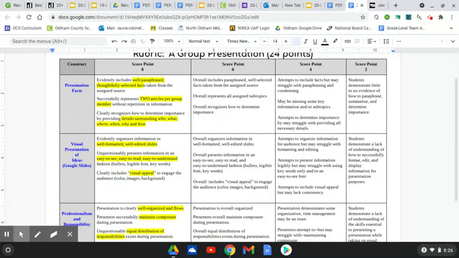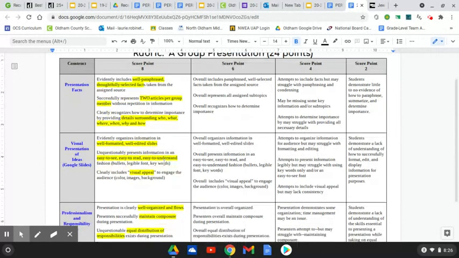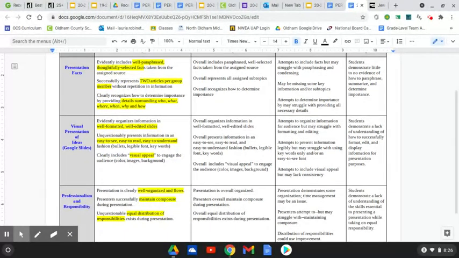You'll notice that this project is worth 24 points. Yes, it will be entered as an academic grade, and there are 3 categories. So yes, you will want to make sure that you take some time to look at your facts and compare it against this rubric. Are they well paraphrased? Are they thoughtfully selected? Is it obvious that each person has included information from both articles? And is it clear that you have the who, what, where, when, why, and how information for each article as well?